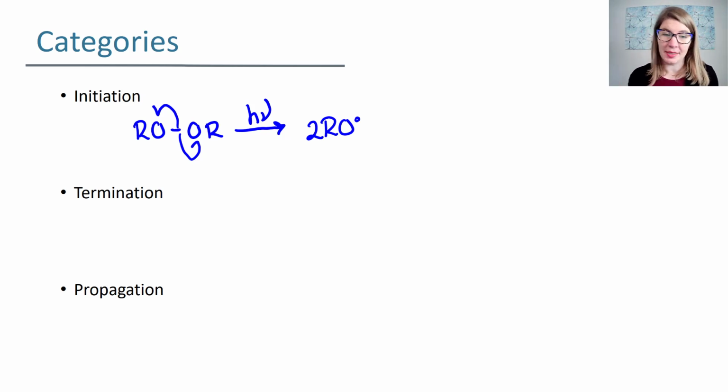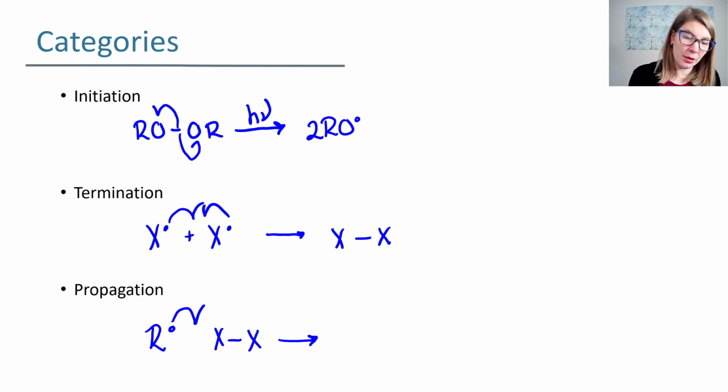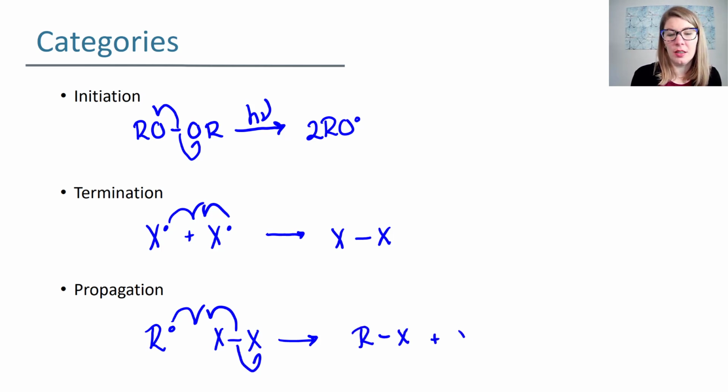Whereas termination is the opposite, right? So in termination, what happens is you start with a radical and another radical, they come together, and now you have no radicals. All of the other patterns were examples of propagation steps, where you started with a radical and you ended with a radical. For example, if we started with an R radical and we wanted to abstract a halogen, we're starting with a radical and then we're ending with an X radical. And that's the definition of a propagation step.